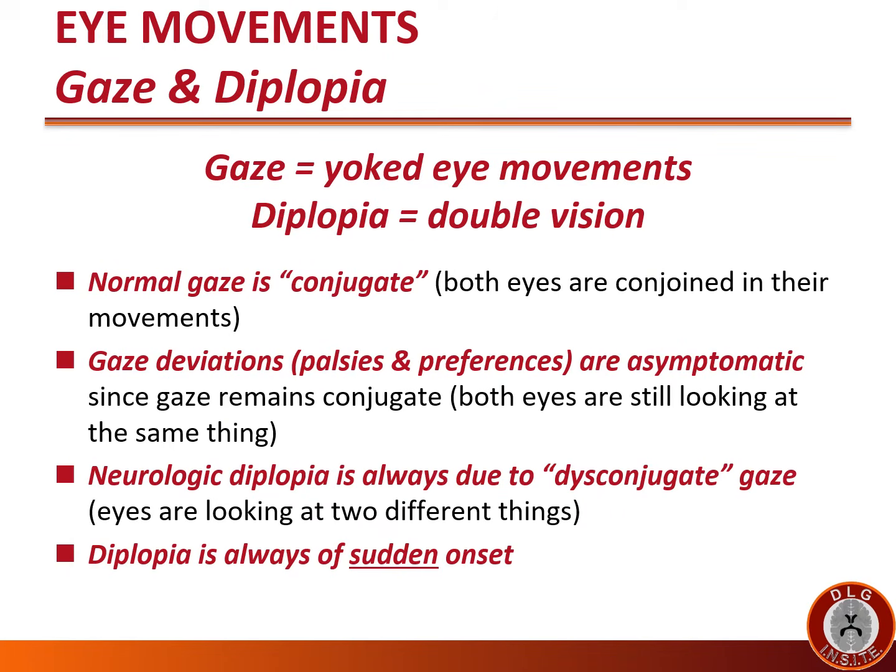In neurology, the term gaze refers to yoked eye movements, so movements of both eyes together. Diplopia means double vision. Normal gaze is conjugate. Both eyes are conjoined in their movements. Gaze deviations, palsies, and preferences are asymptomatic, actually, since gaze remains conjugate. Both eyes are still looking at the same thing. Neurologic diplopia is always due to disconjugate gaze. The eyes are looking at two different things. And diplopia is always of sudden onset. So it's redundant to say sudden onset diplopia. Diplopia is always sudden.